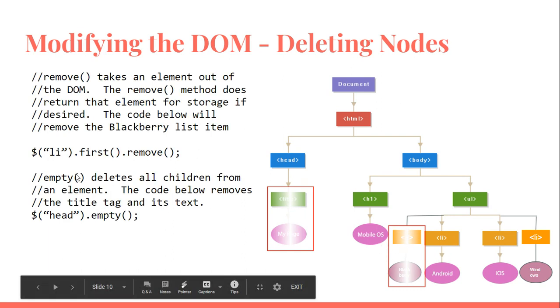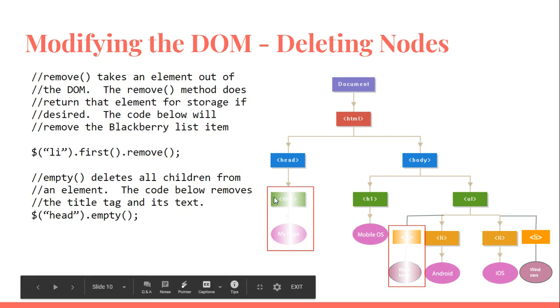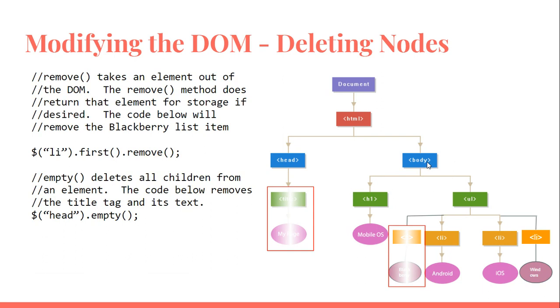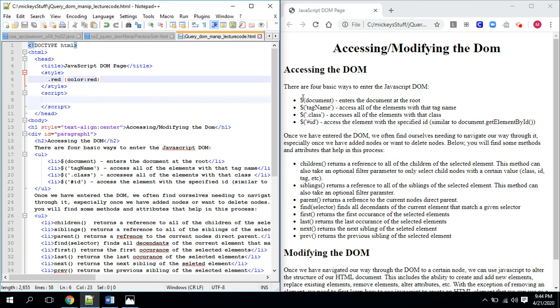If I do empty, that's another way. It deletes all the children from an element. So if I go to head.empty, then anything in head disappears. If I went to body.empty, the whole content of the page disappears. All right, let's look at some example code.